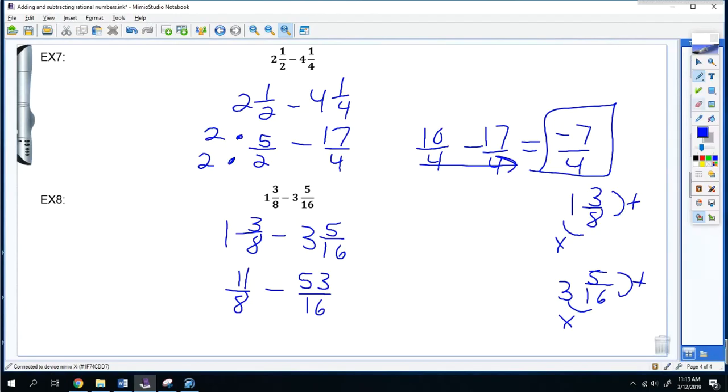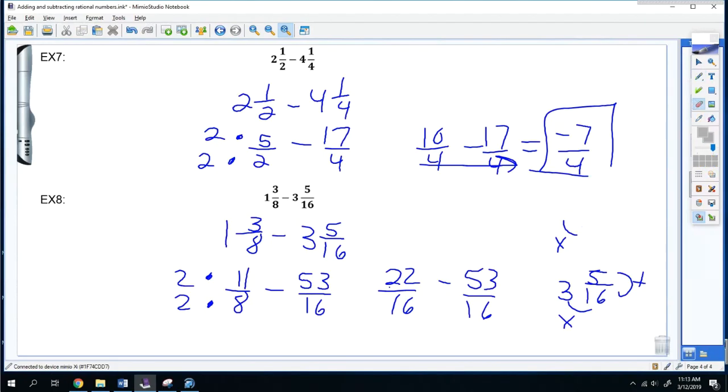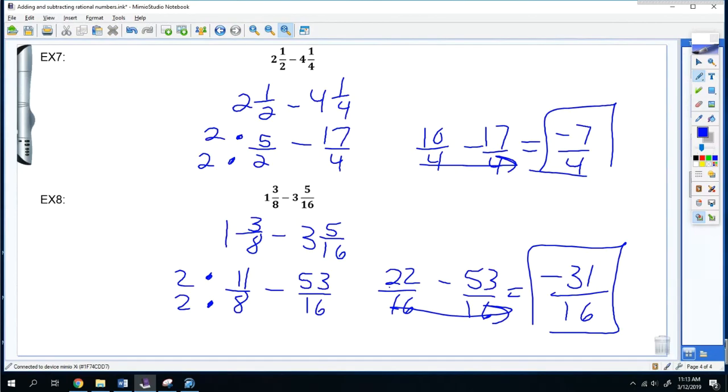So you have to have a common denominator. So you're going to multiply this by 2. So you're going to get 22 over 16 minus 53 over 16. So the 16 stays the same. So then you're going to do 22 minus 53, which is 31, but that'd be a negative 31. And again, that's improper, so you could change it to a mixed, but I'm going to leave it as improper. All right, thank you guys.